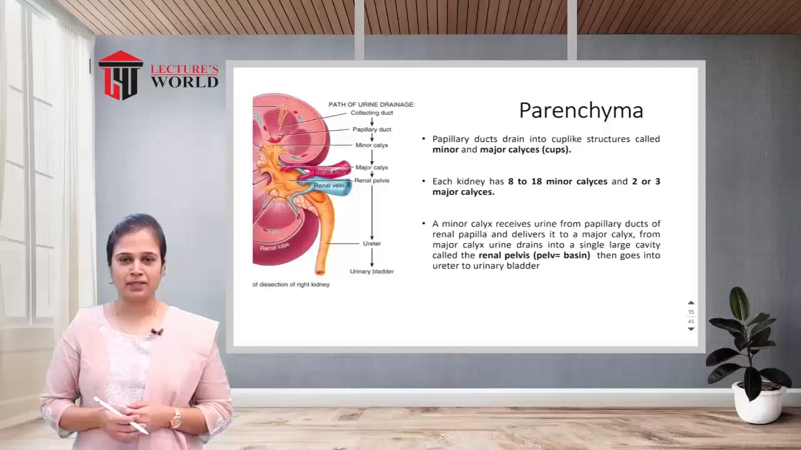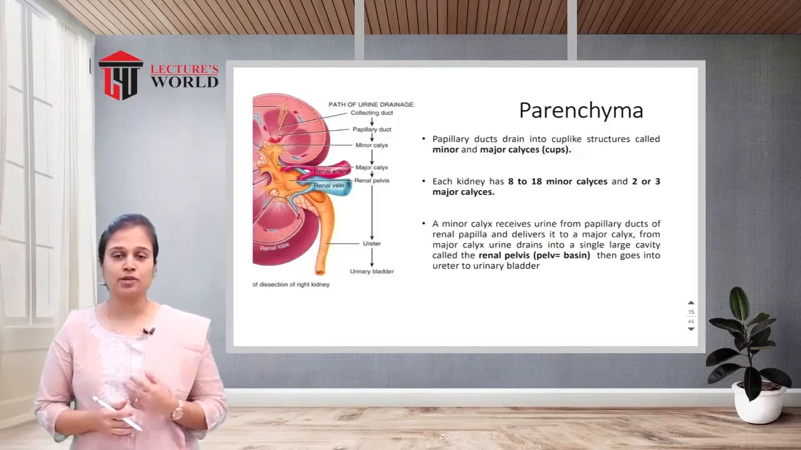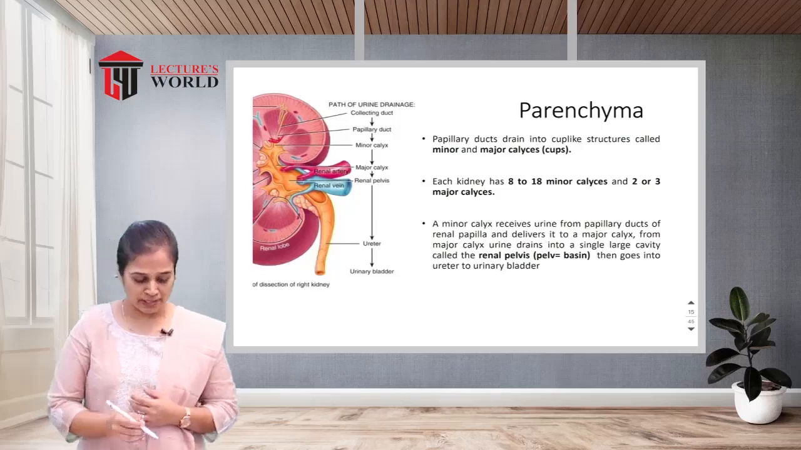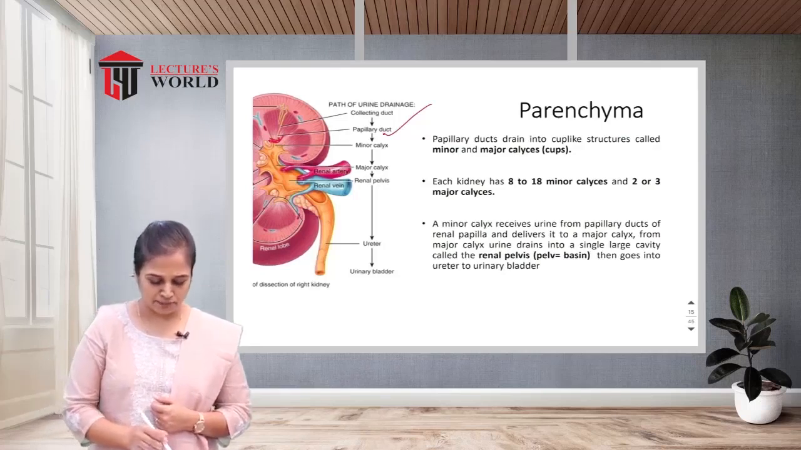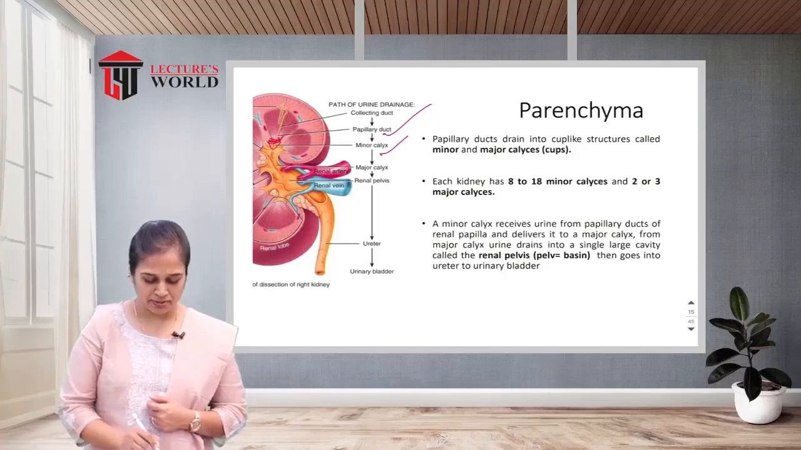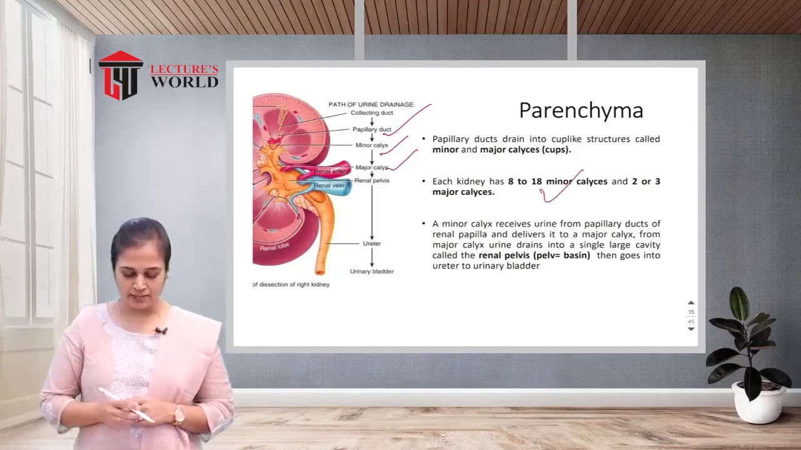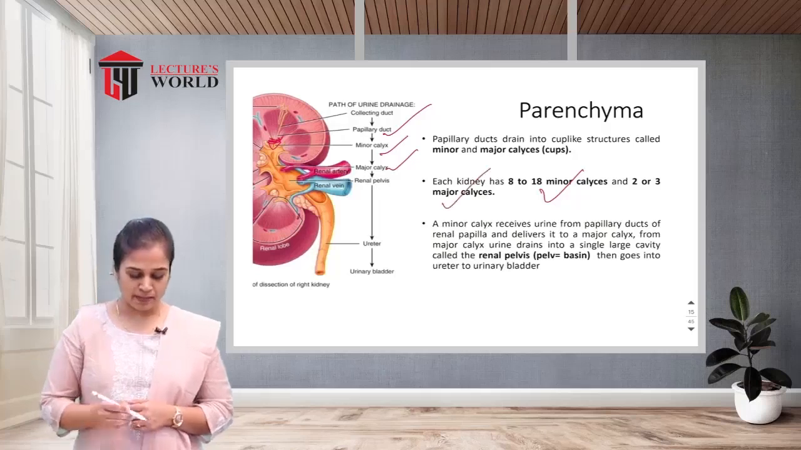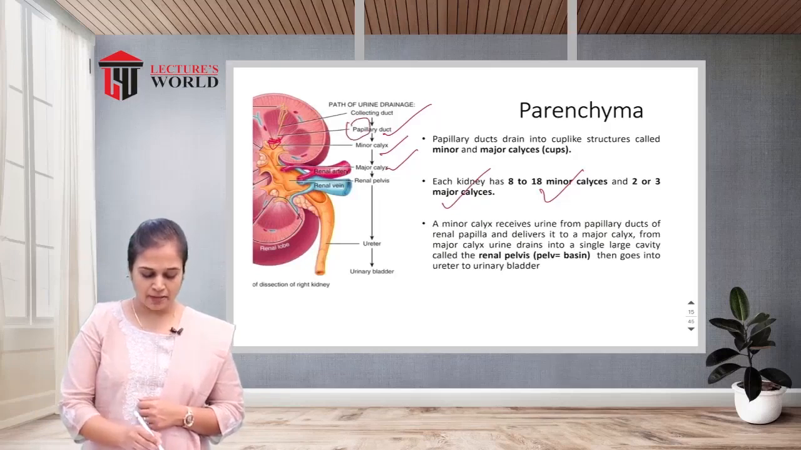Talking more about the parenchyma, the papillary duct drains into cup-like structures called the minor and major calyx. The meaning of calyx is cup. You can see in the image, from the papillary duct the urine drains into the minor calyx. These are the minor calyx, and from the minor calyx it drains into the major calyx. Each kidney has 8 to 10 minor calyx and 2 to 3 major calyx.